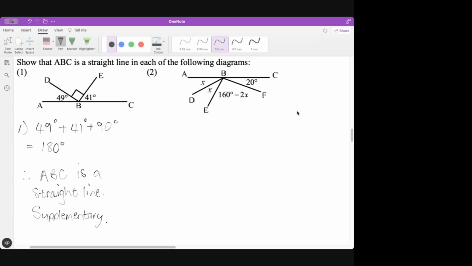What did you do, guys? Okay, well, you would add all of them and say they're equal to 180. Are we with me? Can I have a thumbs up here? You guys are very quiet. I don't know what's going on. Can I have a thumbs up? So if you knew for sure that ABC was a straight line, you would have said x plus 160 minus 2x plus 20 degrees is equal to 180 degrees.